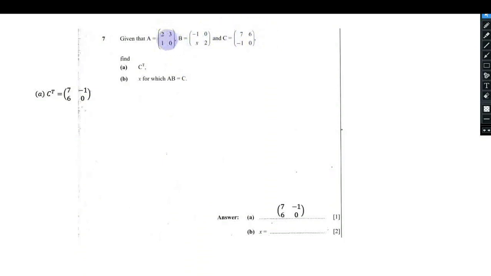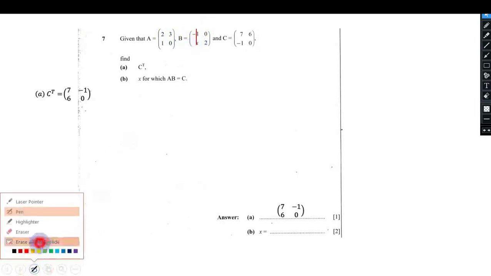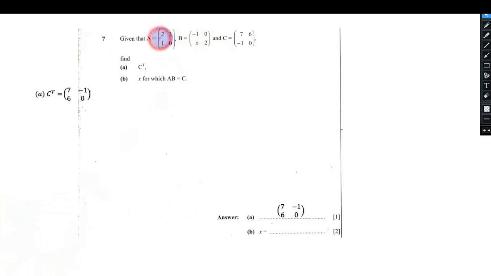Please don't start panicking and start multiplying everything. No, you just check where your variable is. So like in this case, my variable is just right here. So what I'm going to do, instead of panicking, I'm just going to use the first row to be multiplied to the first column, because that's where the x is. And then this first row with the first column will be equal to the first element in matrix C. That is the equation I'm going to have.